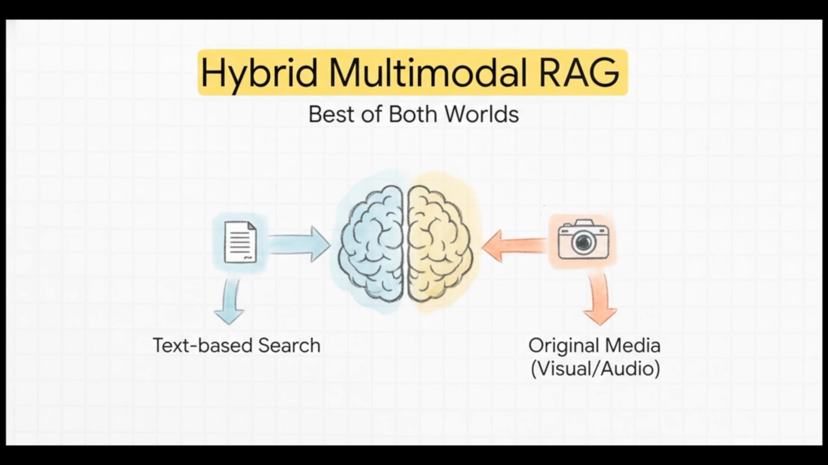So that problem, that loss of detail, leads us right into our second approach. How do we get the best of both worlds? Keep the simple text search, but let the model see the full picture? This is what we call hybrid multimodal RAG.